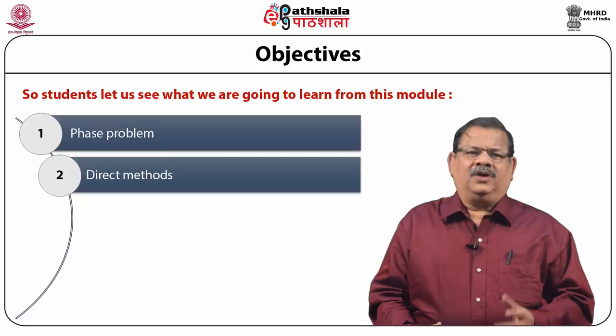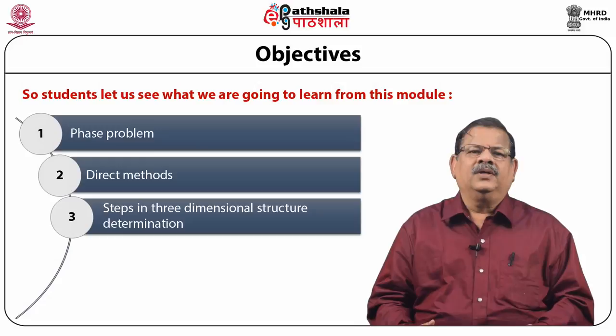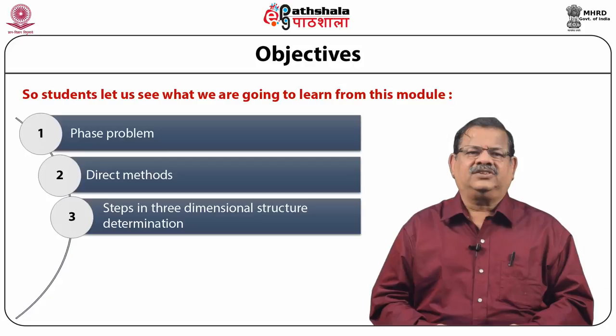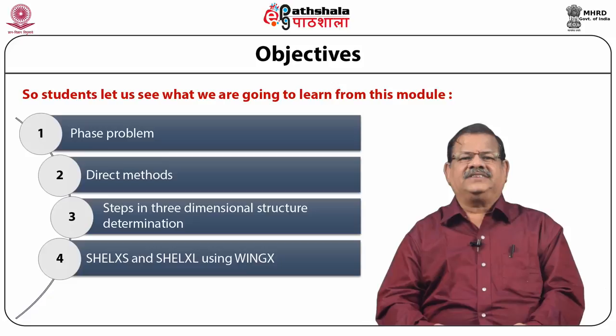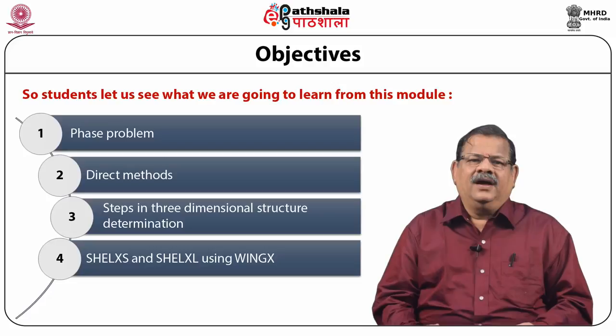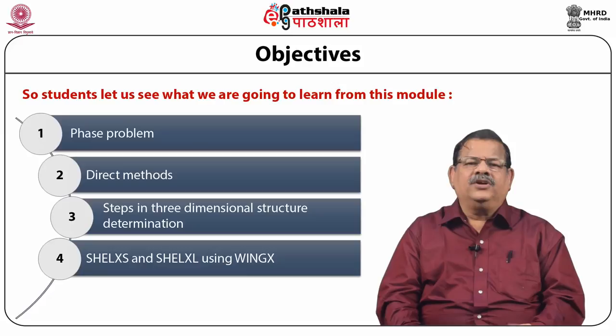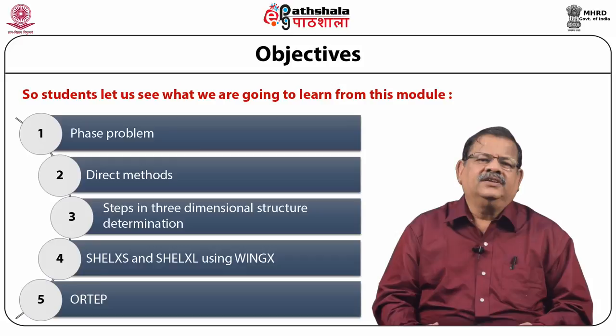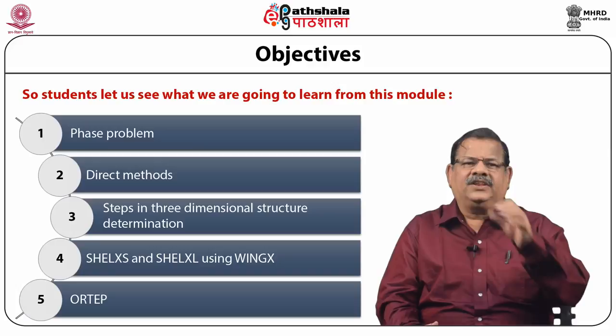Now I am also going to teach you the steps in the three-dimensional structure determination. Of course, we are going to discuss the versatile packages being used by all small molecule crystallographers, namely SHELXS, which is used for structure determination, and SHELXL, which is used for least squares refinement. All these programs have been released by Professor George Sheldrick from Göttingen, Germany, and are incorporated in the WinGX suite. We are also going to discuss the program known as ORTEP, which was released from Oak Ridge, abbreviated as Oak Ridge Thermal Ellipsoid Plot. Oak Ridge is just the name of a place in Tennessee State, United States. It has been released by Johnson.